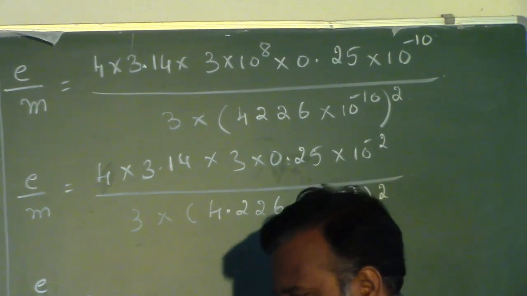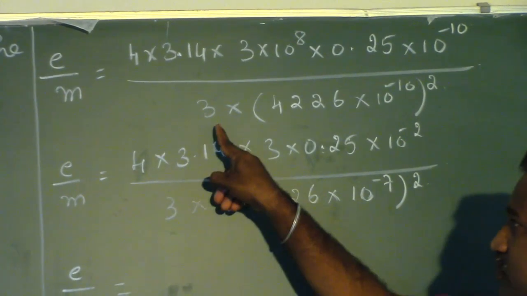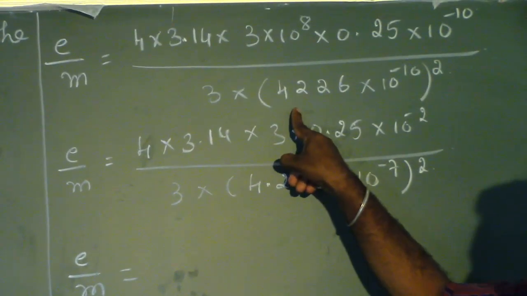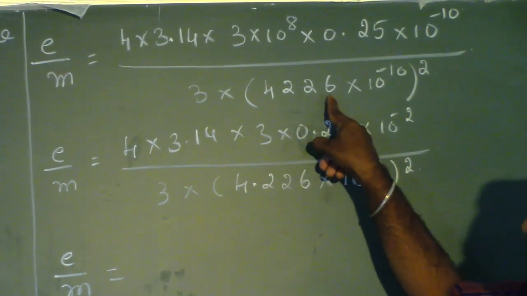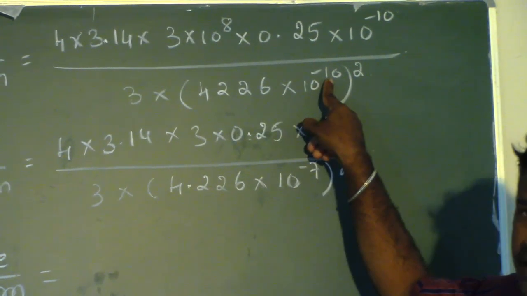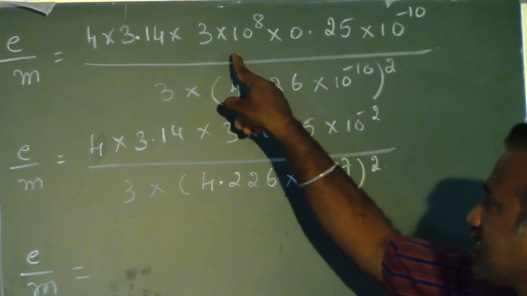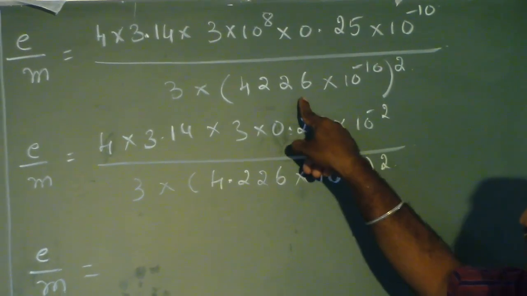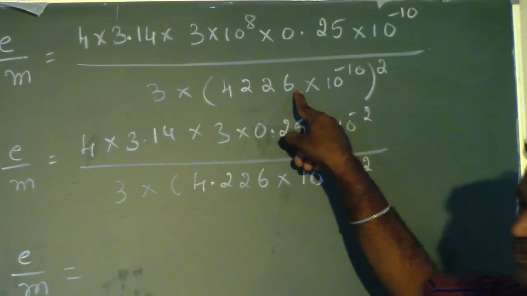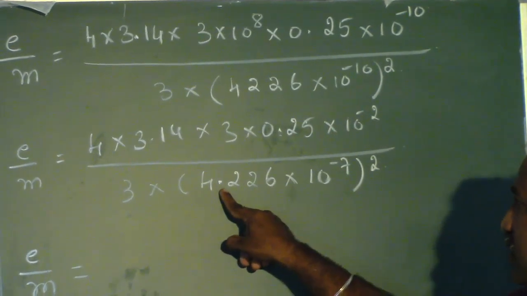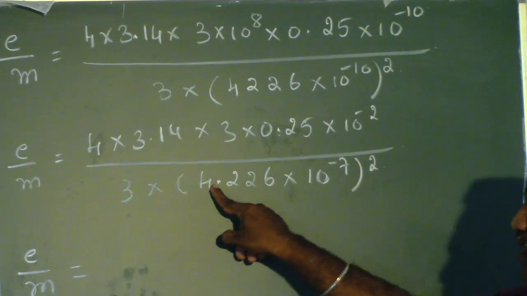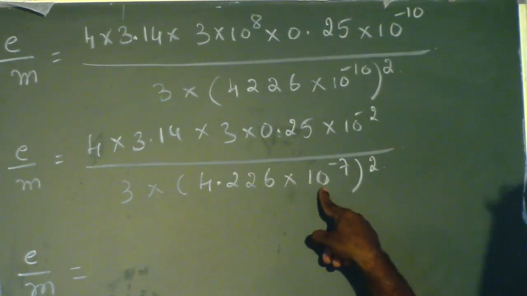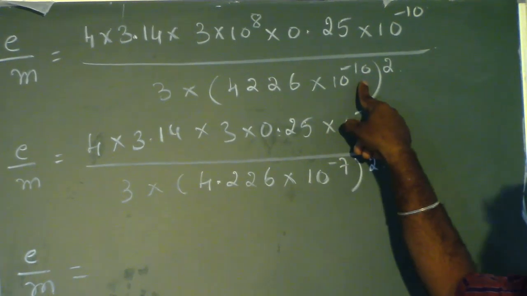Now in the denominator we have B into λ squared. The strength of the magnetic field that they have given is 3 Tesla, so it is 3 into, the wavelength of the original line is 4226 into 10 to the power of minus 10, the whole square. If I substitute the values in the numerator and the denominator, we have shifted the decimal point by 3 digits, so the power in the denominator will be 10 to the power of minus 7 instead of 10 to the power of minus 10.